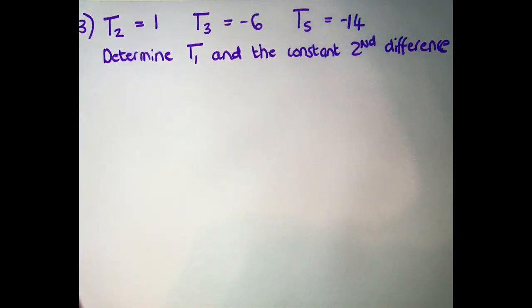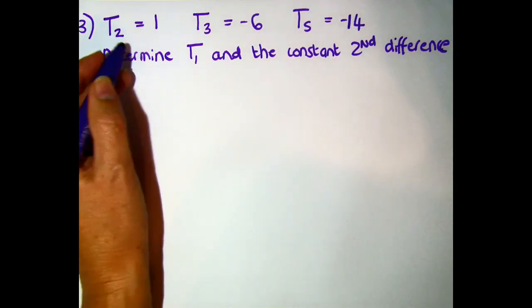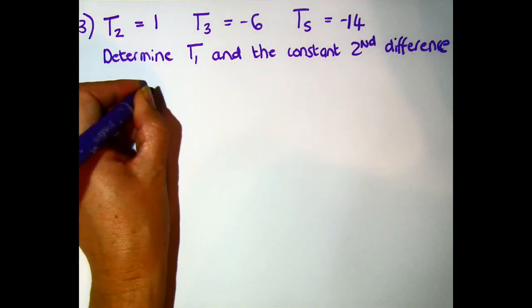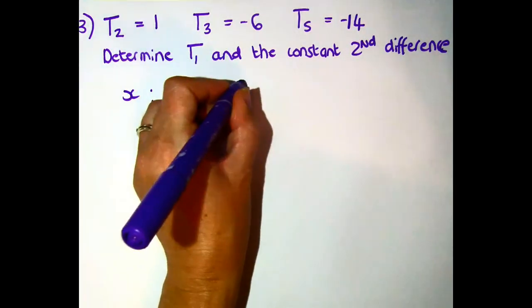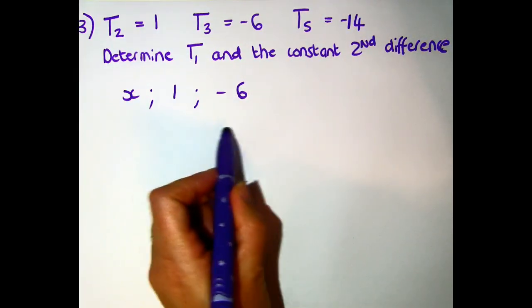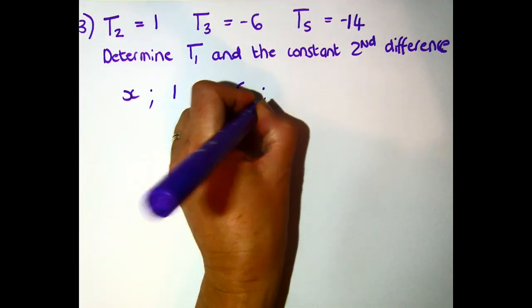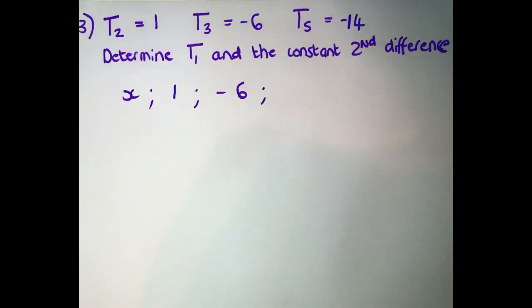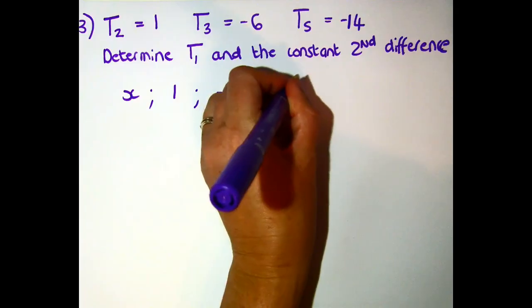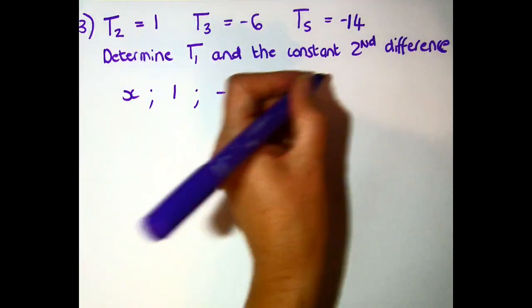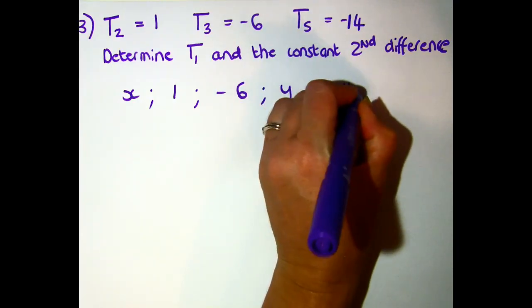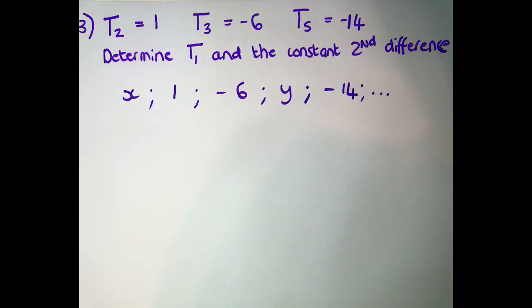So T1 is something. Let's call it X, because we're used to working with that. So let's say T1 is X, T2 is 1, T3 is negative 6. Okay, that's helpful because I can get a difference here. Then there's the matter of T4. We can call that Y because we also don't know what it is. And we don't know its relationship to X, so we can't write it in terms of X either. And then we've got T5 is negative 14, and obviously it continues.